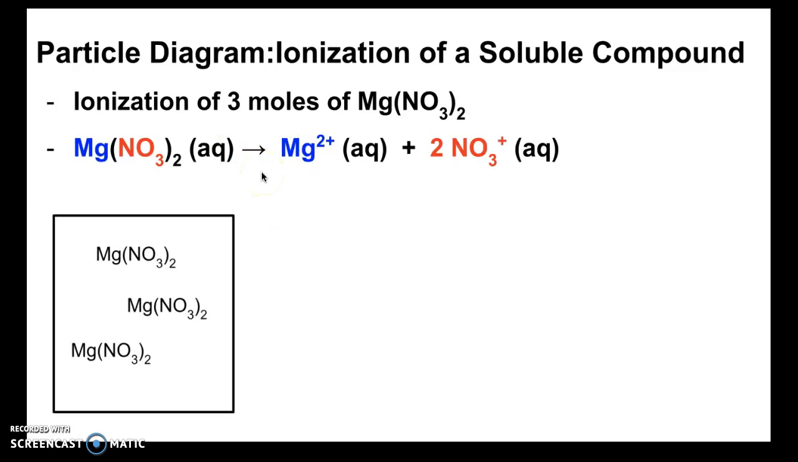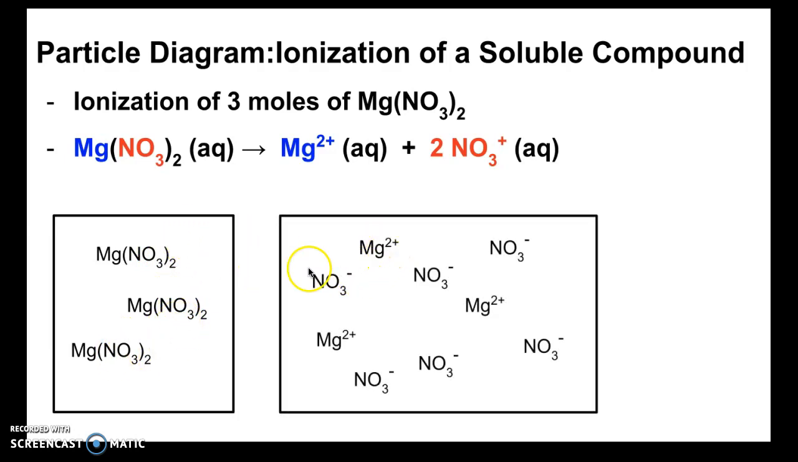And so we would expect, if we start off with 3 moles of it, and we're just using 3 molecules to represent the 3 moles there, we can break everything down into its ions. And of course, we follow the law of conservation of mass, making sure that we have the same number of magnesiums and nitrates on both sides.